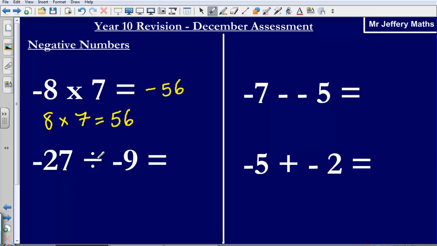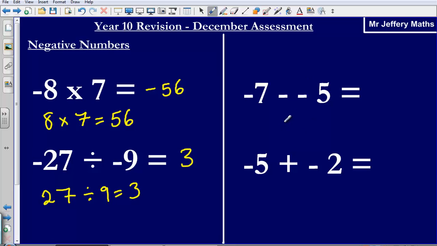Here we've got negative 27 divided by negative 9. So again, ignoring the negative signs to begin with, 27 divided by 9 gives us an answer of 3. Now if I've got negative 27 divided by negative 9, that's going to give me a positive answer because I'm dividing a negative by a negative. So my answer here is simply going to be 3. Essentially, if the signs are the same, so if I've got 2 negatives or 2 positives, I get a positive answer. If the signs are different on each number, then I get a negative answer. Okay, so that's multiplying and dividing.